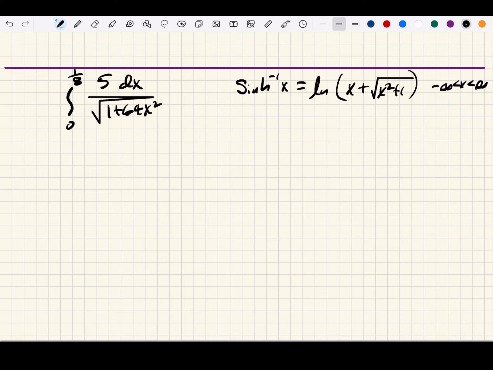Okay, so if I'm looking at this thing, I think I might need maybe some more formulas. What's something that occurs to us about this thing right here? What would you use for u? 8x? Okay, so let's do that. So we would say, let u equal 8x. Okay, then u squared would be 64x squared. du would be 8 dx.